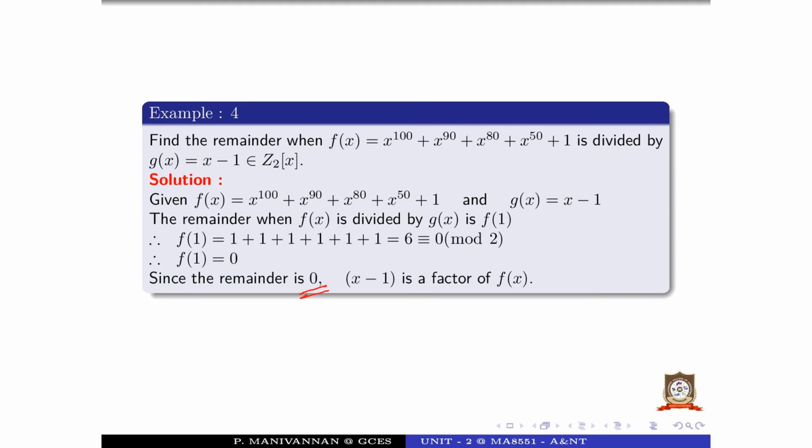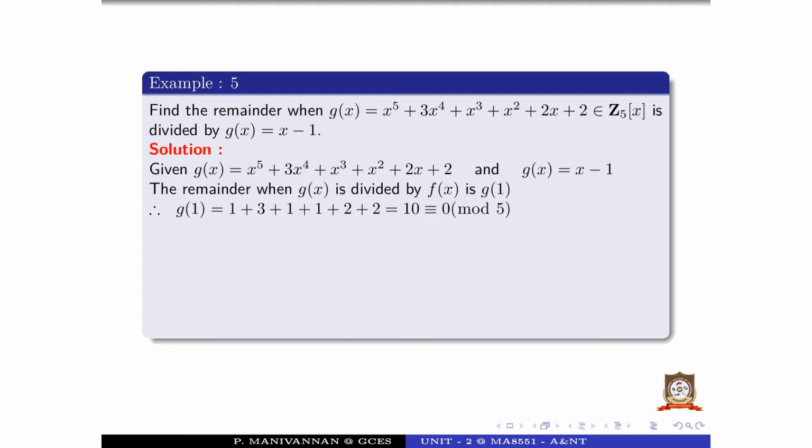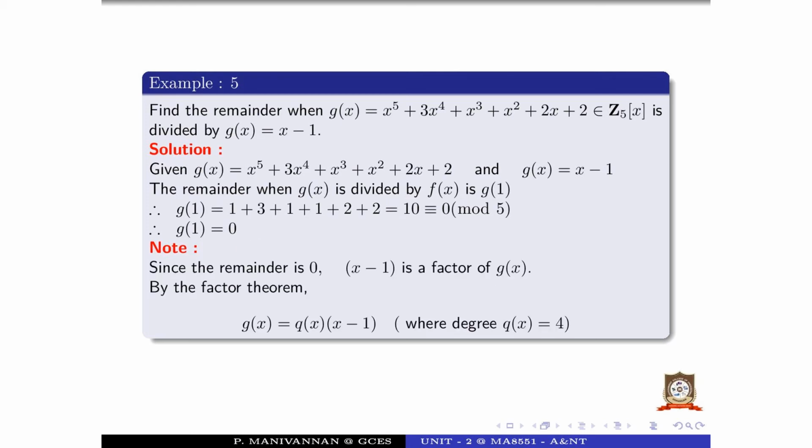What is the condition? When the remainder is 0, then this term is a factor of the given polynomial. Then example 5, find the remainder when it is divided by x minus 1. So g of 1 equals 0. Therefore, it is a factor. By the factor theorem, g of x equals x minus 1 into.